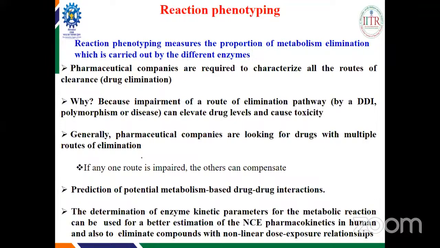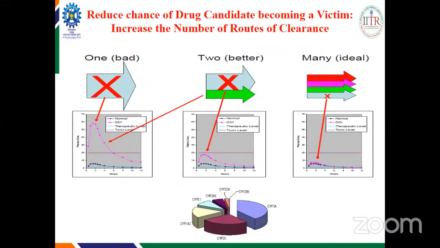So coming to reaction phenotyping, it tells you what the different enzymes are which are responsible for the metabolism of your drug molecule. The primary purpose of reaction phenotyping is to identify the enzymes responsible for the molecule's metabolism. As you can see in this first example, let's say my compound is metabolized by only one enzyme. What will happen if this particular enzyme is inhibited by another drug molecule which is co-administered with that molecule? This is called a drug-drug interaction.